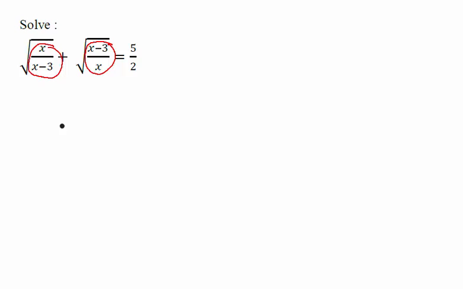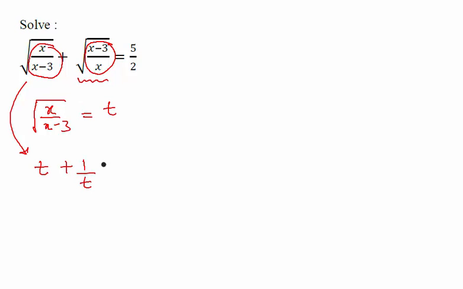So to solve this equation, what you should start with is take under root of x upon x minus 3 as some value, let us say t. If you take this as t, you will get the same equation in the form of t plus... Now what will happen to this second term? This second term is nothing but the inverse of the first term. So you should get 1 by t is equal to 5 by 2, right? So now this equation looks very easy.